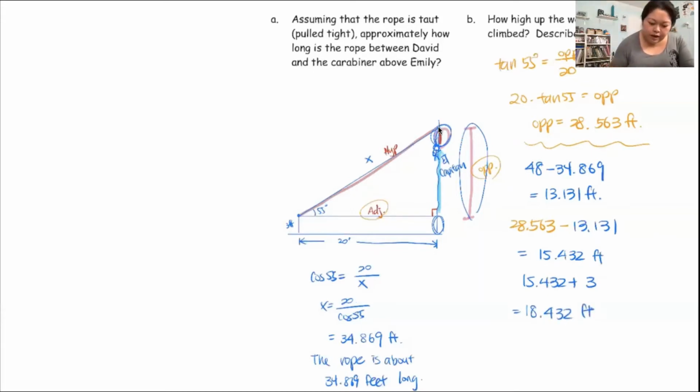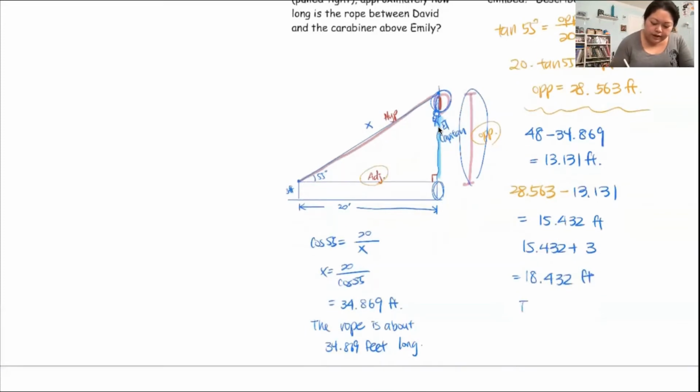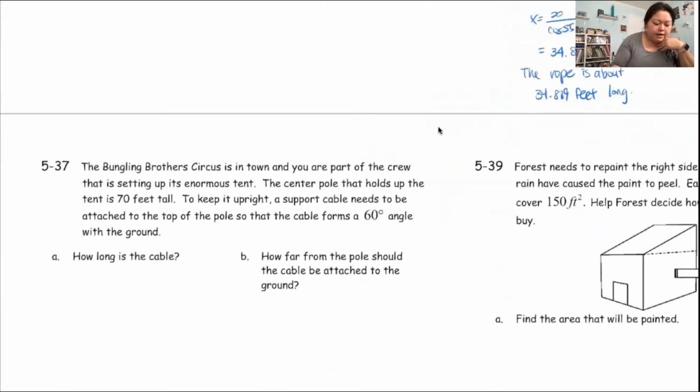So how high up a wall has Emily climbed? Emily has climbed, doesn't sound like much, but I don't know about mountain climbing, so maybe this is a lot, about 18.432 feet. Okay, again, if you didn't catch that, rewind and go back and watch how I use the different parts of my problem to figure out this little piece that I want, which is her height up El Capitan. Okay, all right, next problem.